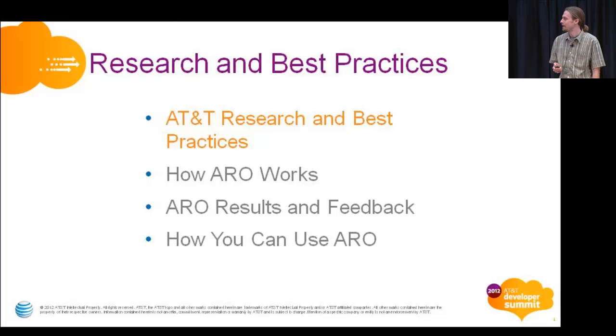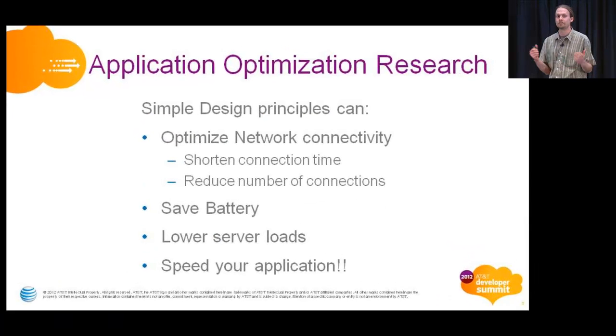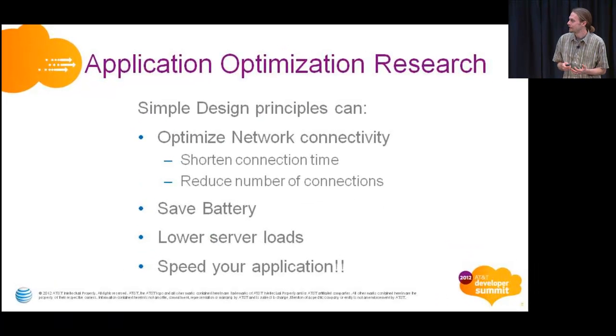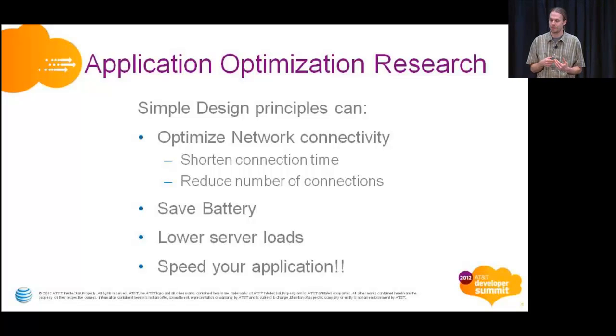So ARROW came out of the AT&T research labs in New Jersey, and they developed a prototype, and they brought it to the developer program at AT&T so that we could begin doing outreach with developers. And what they discovered is simple design principles in your mobile app can optimize the network connectivity. It can shorten the connection time. It reduces the number of connections. And when you reduce the amount of radio usage, you save the battery. You also lower the server loads on your back-end servers, and as a result you can end up speeding up your mobile application.